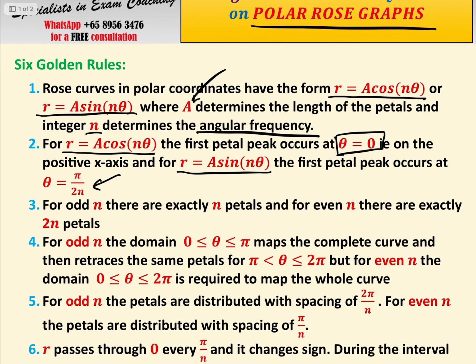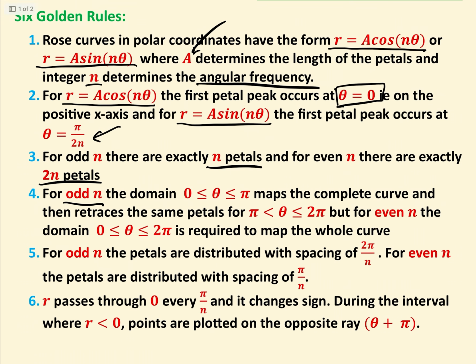For number 3, for odd n, there are n petals, and for even n, there are 2n petals. So that's another way we can identify what the curve is. Number 4, for odd n, the domain 0 to pi maps the entire curve and then retraces the same petals for pi to 2 pi. But for even n, we need the entire domain 0 to 2 pi to map the whole curve.